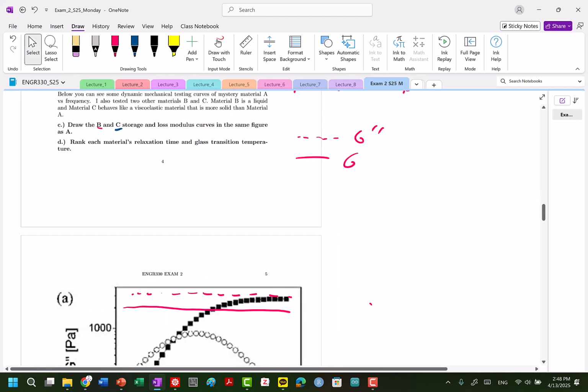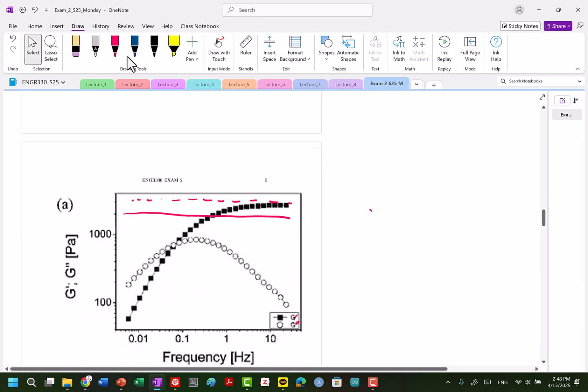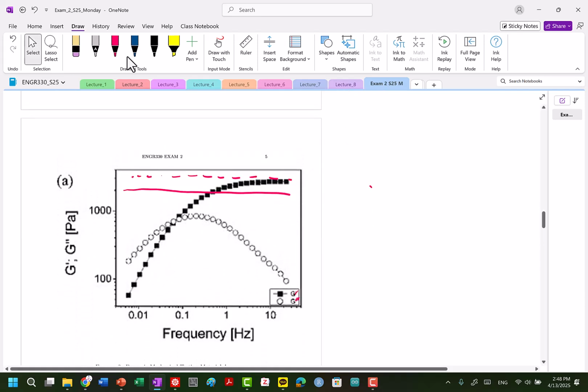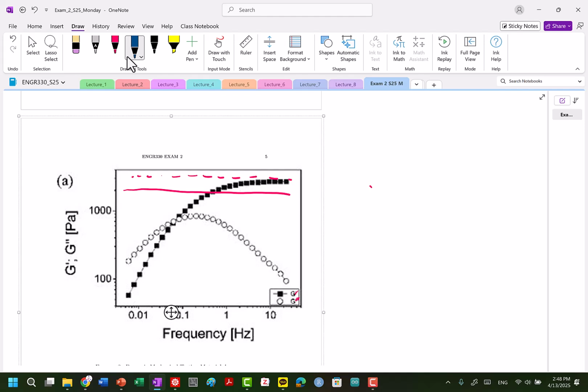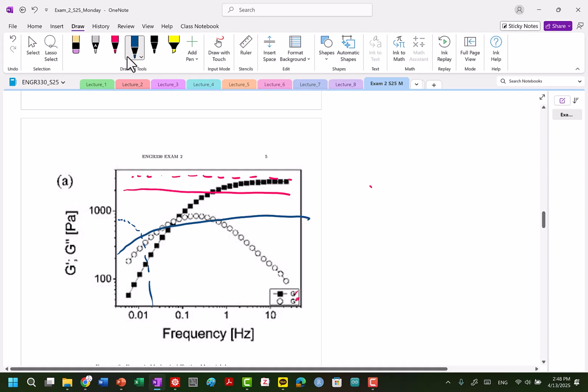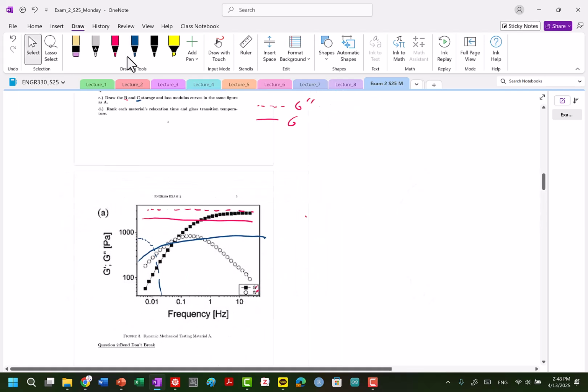Fantastic. If I am C, which is more solid than material A, so everything to the right here is looking more solid. So I'm going to have to actually do my dash is going to have to be like here, and then my solid is going to have to be like this. So I'm more solid than there.